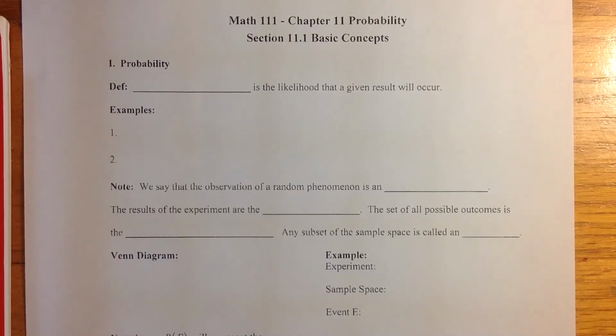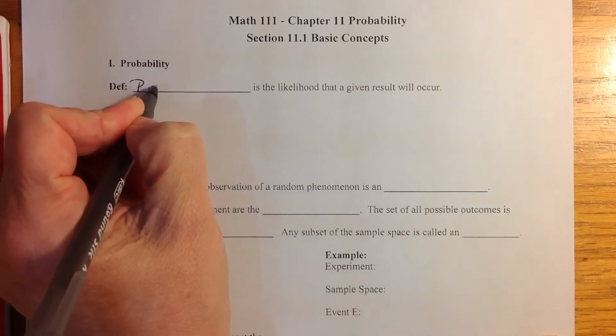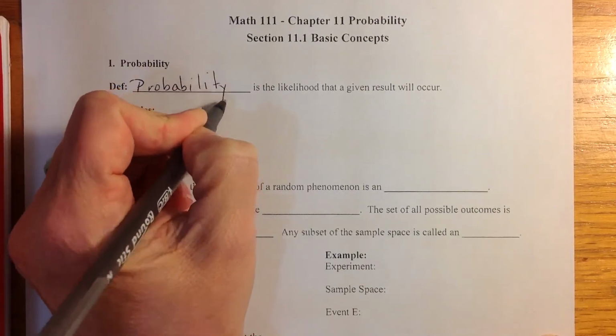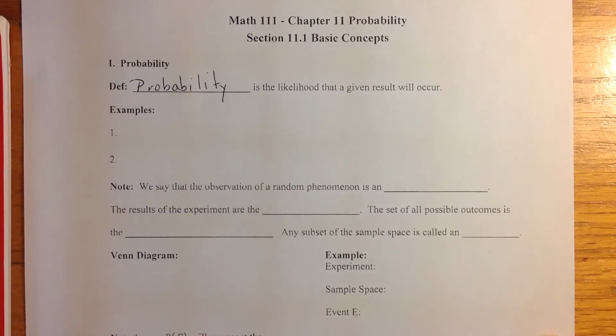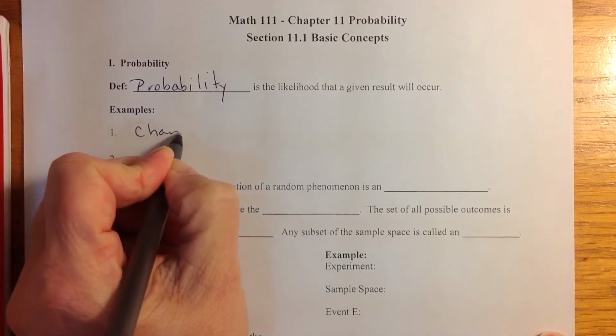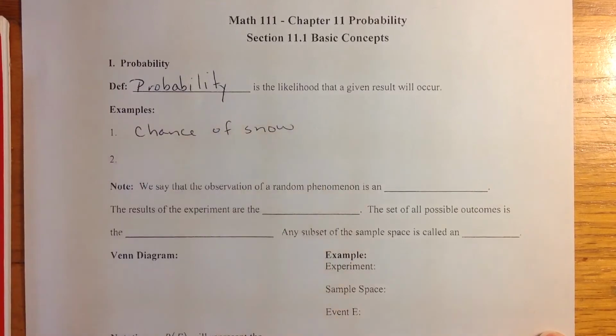All right, we're beginning section 11.1, Basic Concepts for Probability. So first let's start with the definition. Probability is the likelihood that a given result will occur. For examples, in the winter we can talk about a chance of snow. What's the likelihood that it will snow?